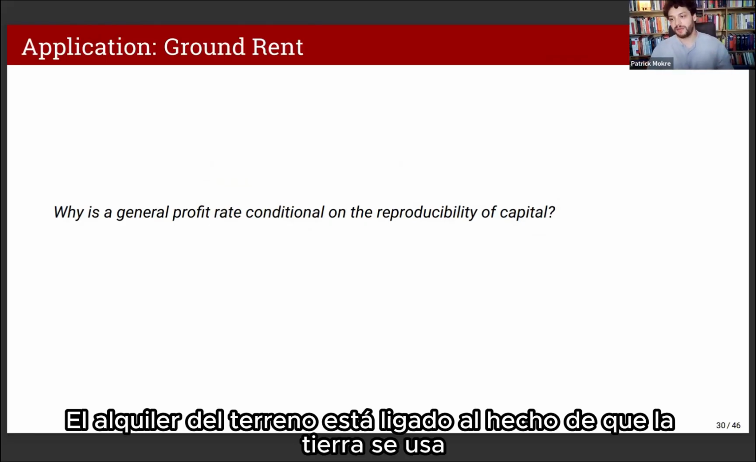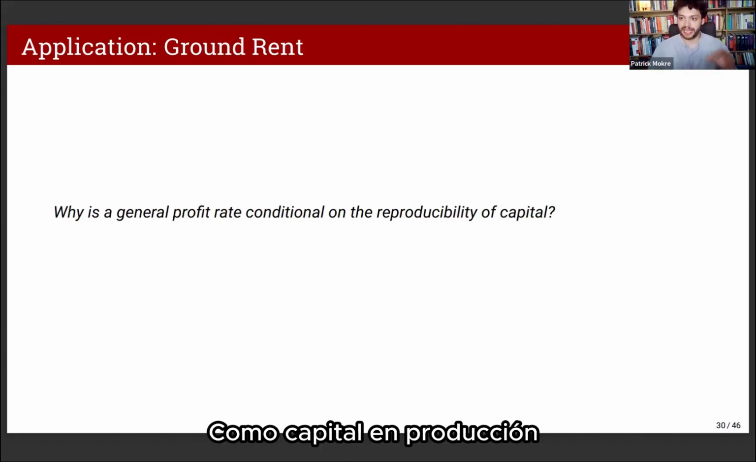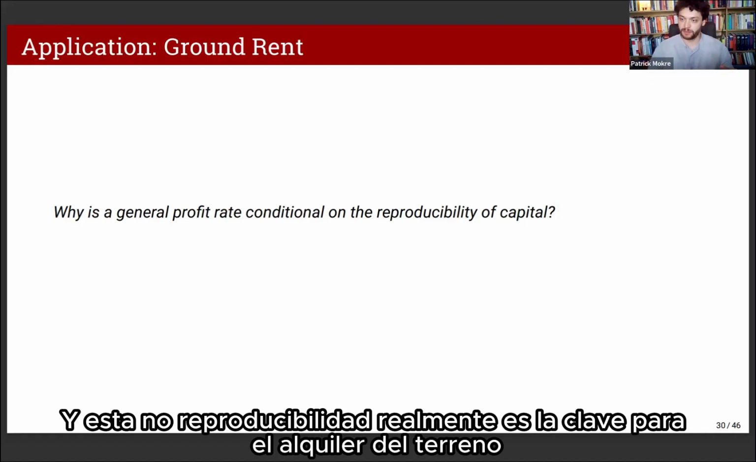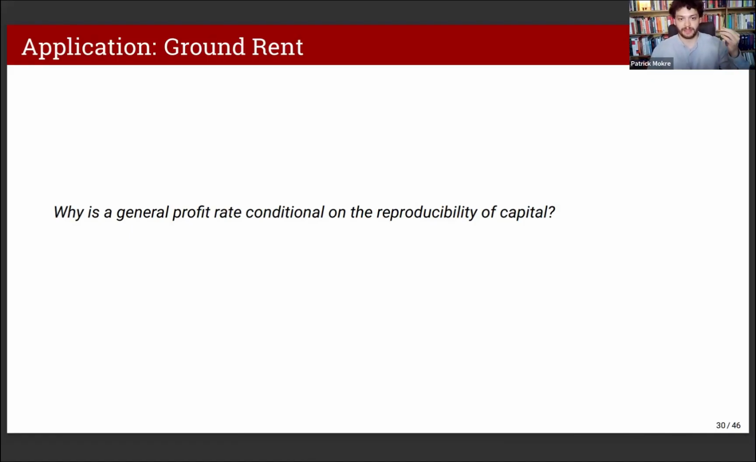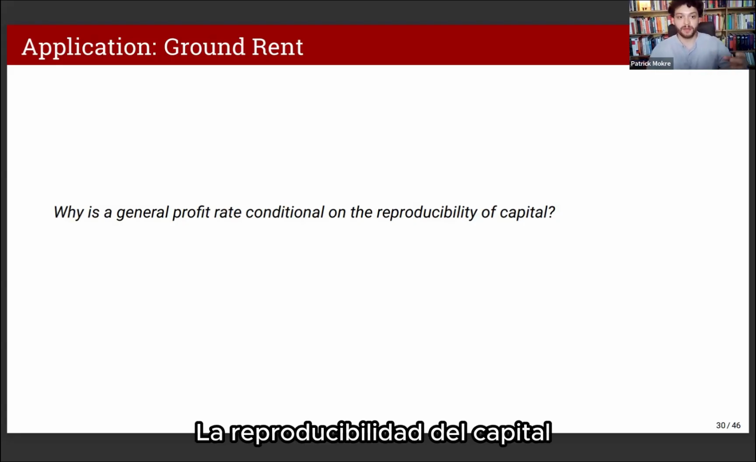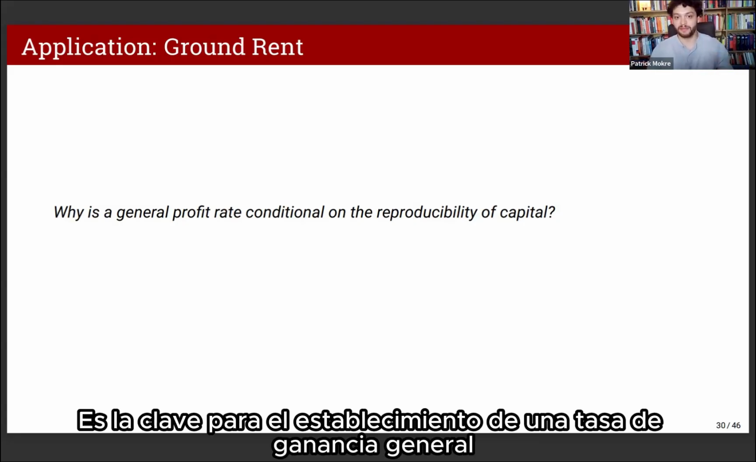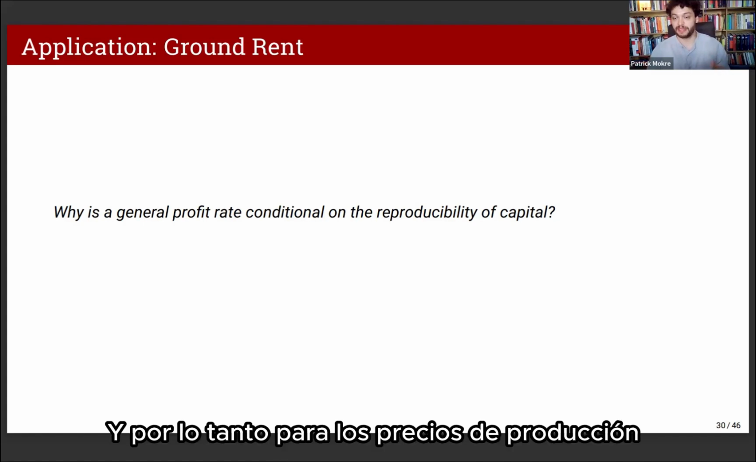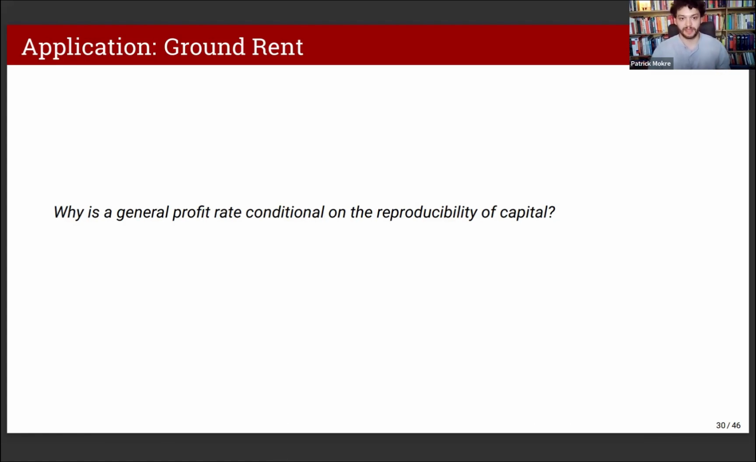Ground rent is tied to the fact that land is used like capital in production, but it's non-reproducible. And this non-reproducibility really is the key to ground rent. Because on the other hand, the reproducibility of capital is the key for the establishment of a general profit rate and therefore for production prices.